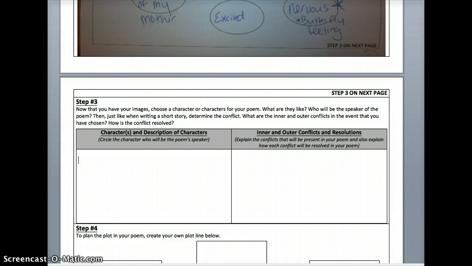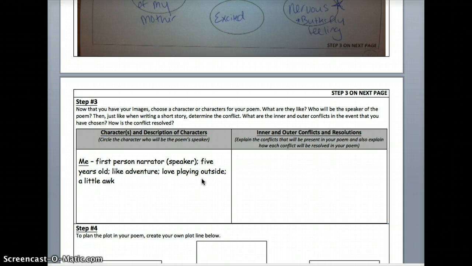I have an idea that I want to be the first person narrator of this, so me, first person narrator. So I'm going to be the speaker. It says to circle the character who will be the speaker. I'm going to underline it because I am working from a computer. And so I'm going to be the speaker. Some details about myself: 5 years old, like adventure, love playing outside, a little awkward. I was an awkward little kid.